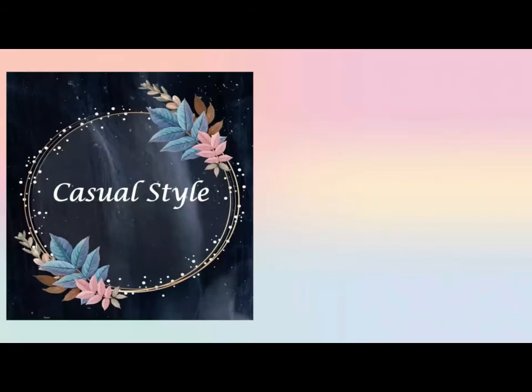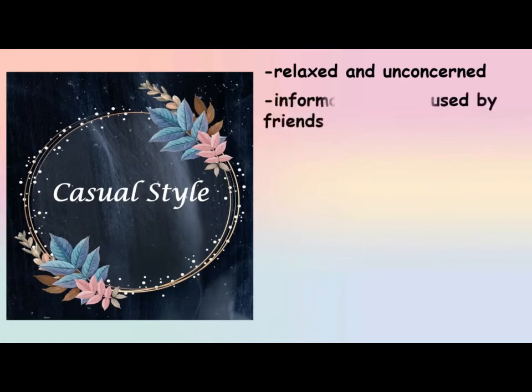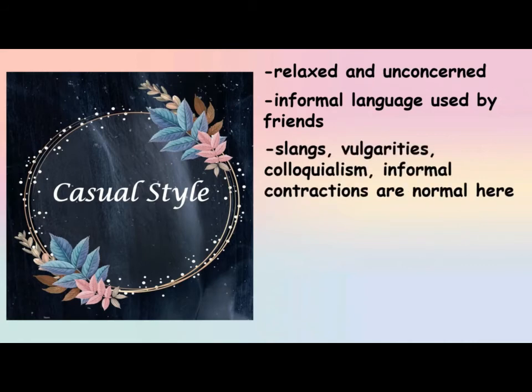The fourth conversation style is the casual. The word casual means relaxed and unconcerned. That's because this style is informal language used by friends and peers. When we talk to our friends, we use the casual style. In this type, there is free and easy participation from both the speaker and listener. Slang, vulgarities, colloquialisms, and informal contractions like ain't, gonna, dunno are normal in this type of conversation style.